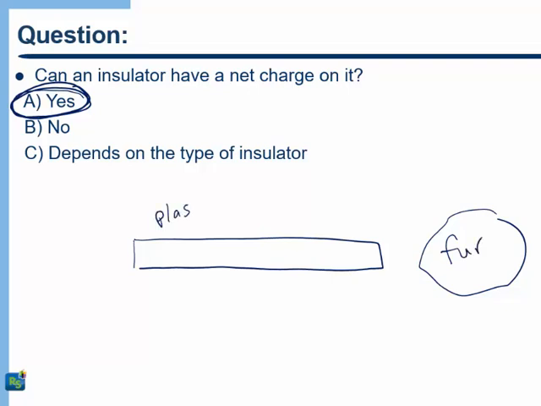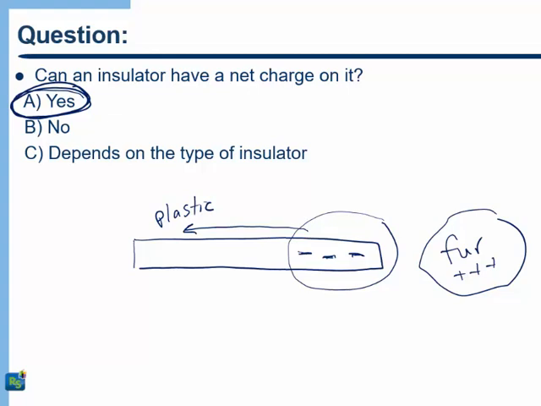and rubbing the plastic with the fur, what I've said is that the plastic will end up being negatively charged, and the fur will end up being positively charged in that case. Now, obviously then, the plastic does have a net charge on it. So what's different about that versus a conductor? Here's the difference. If I rub the fur on just this end of the plastic rod, that is where the negative charge will reside. Notice that charge does not move throughout the object.